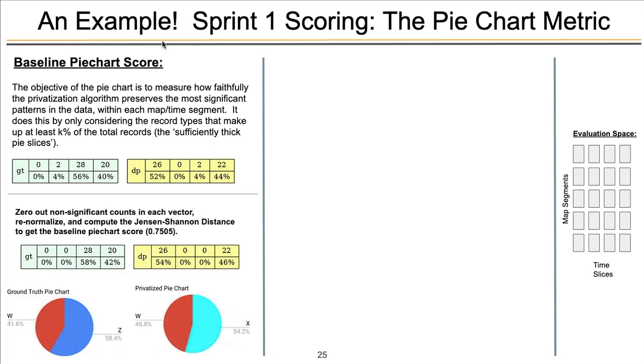So the way the pie chart metric works is what it's aiming to do is identify the most important signals in the data, the most significant signals in the data. So it starts by thresholding. It cuts out any event types that occur less than K%. So elopement is not a very common 911 call. It tends to get thresholded out. And you're left with only the most significant counts, the sufficiently thick pie chart slices. And you're going to compare the pie chart slices that the ground truth pie chart has versus the privatized pie chart. You do that using, we use Jensen-Shannon distance. Next slide.